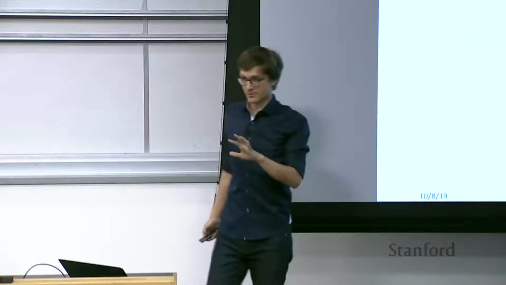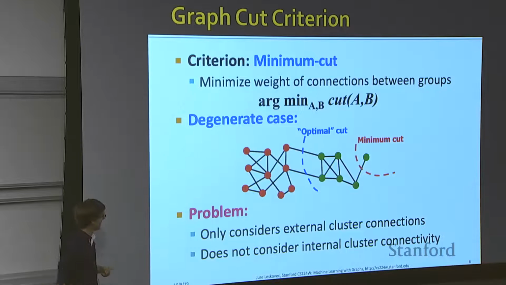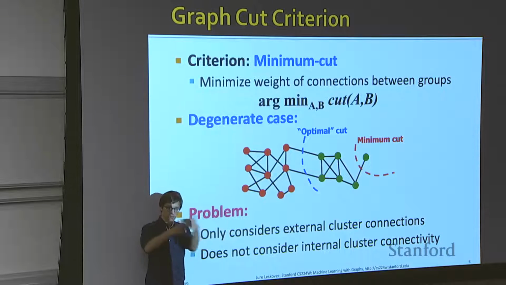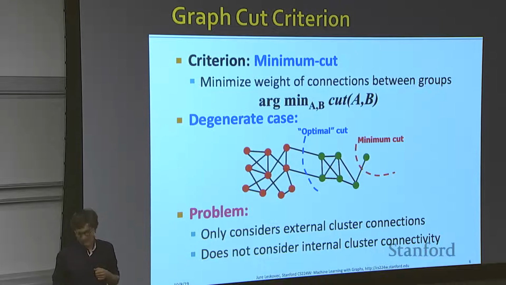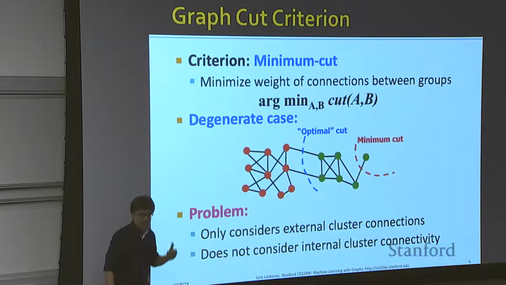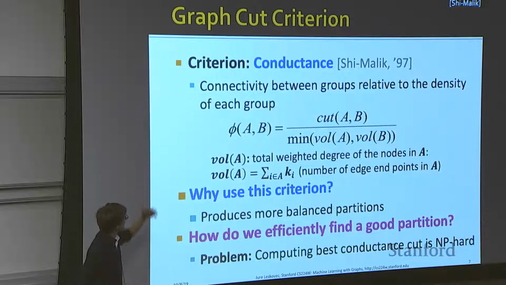Yeah? Okay, great. So the problem with just directly minimizing the cut is that it only considers the connections between the clusters, but it does not consider what's happening inside the cluster. So a criterion that tries to fix this is called conductance. And conductance is defined the following way.